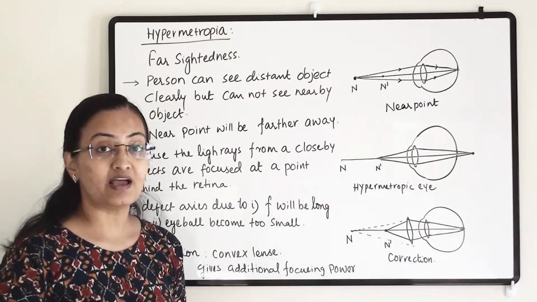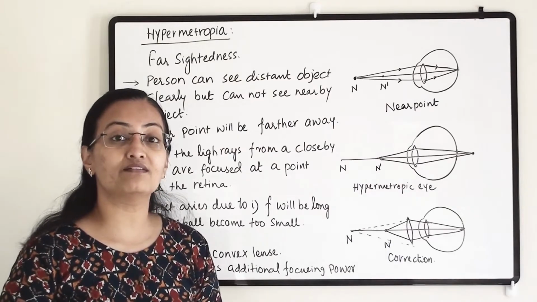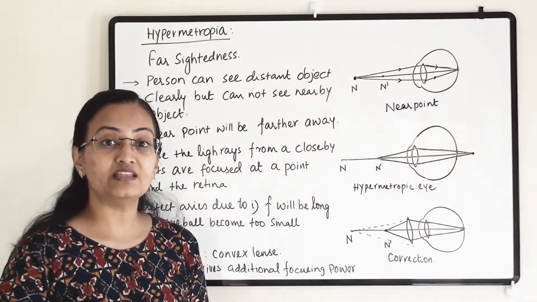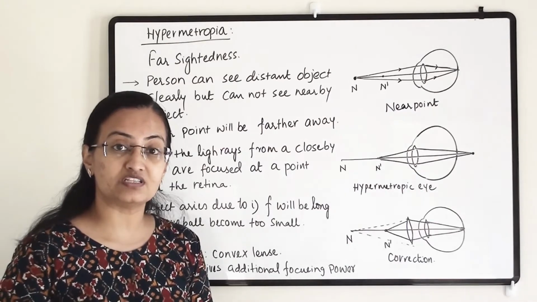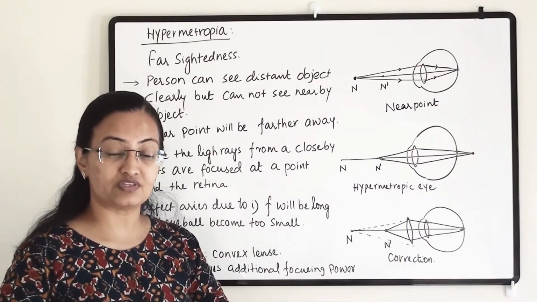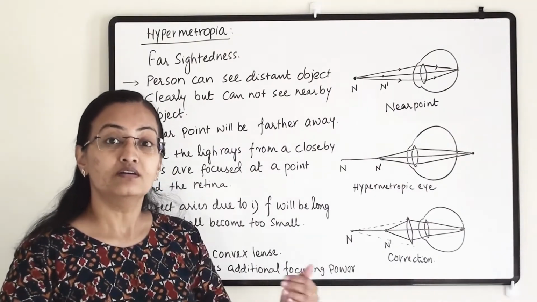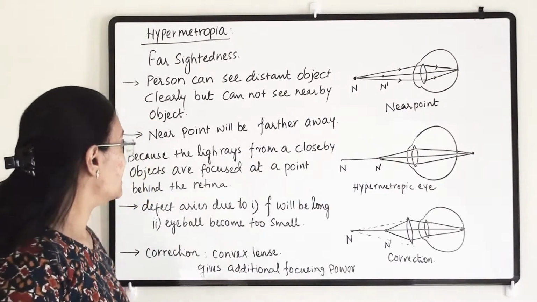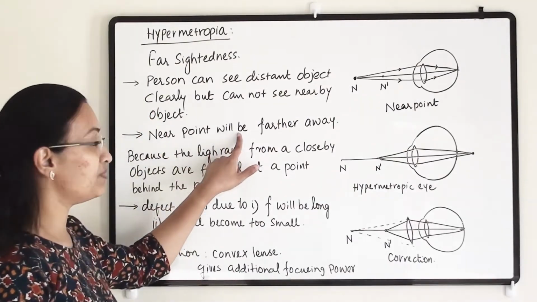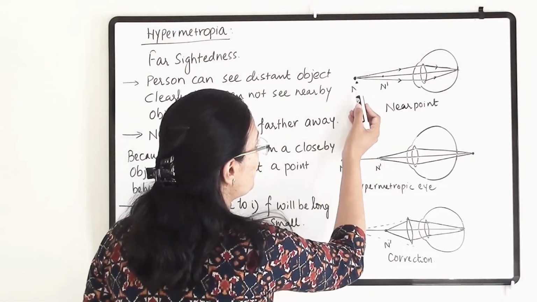So a person will have difficulty seeing a nearby object, or will have difficulty in reading when keeping the book at 25 centimeter. They have to keep the book farther away from 25 centimeter to read properly. So why is this happening? Because the near point will be farther away, like this. This is a near point but it will be farther away.